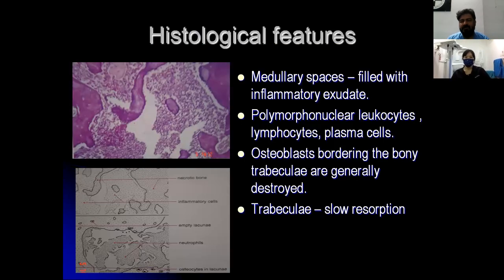In histological features, medullary spaces are filled with inflammatory exudate: polymorphonuclear leukocytes, lymphocytes, and plasma cells. Osteoblasts bordering the bony trabeculae are generally destroyed, and the trabeculae show slow resorption.